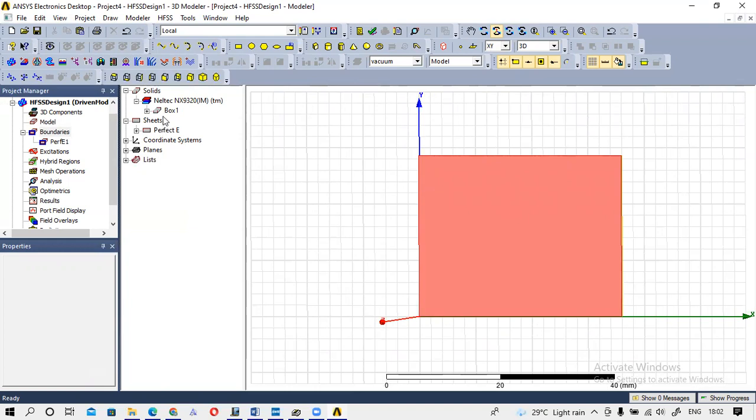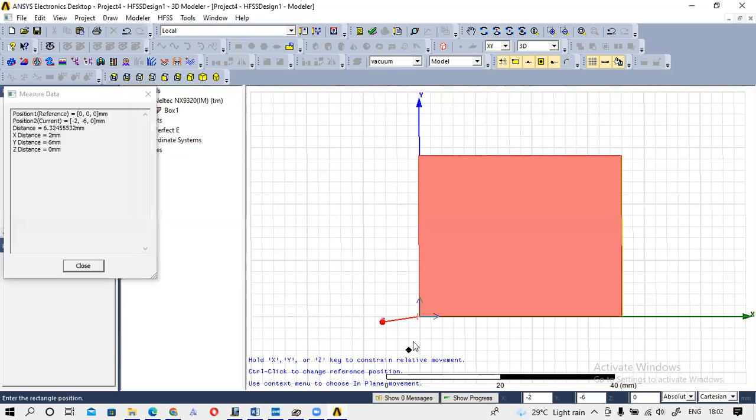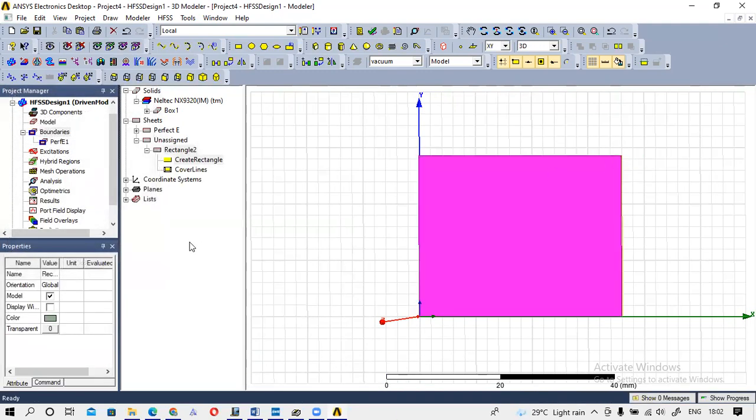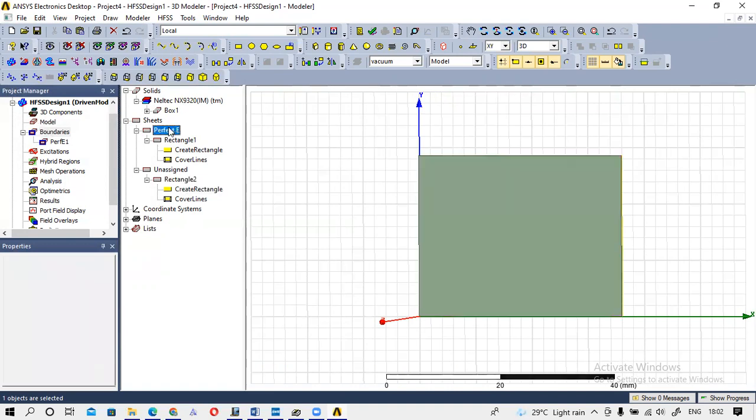So I get another rectangle, and I draw it here. So we have Rectangle2. Now when we assign the boundary, it is mentioned here, we can note it down, we can see it as Perfect E. But for this rectangle we didn't assign anything yet, so it is in unassigned form.